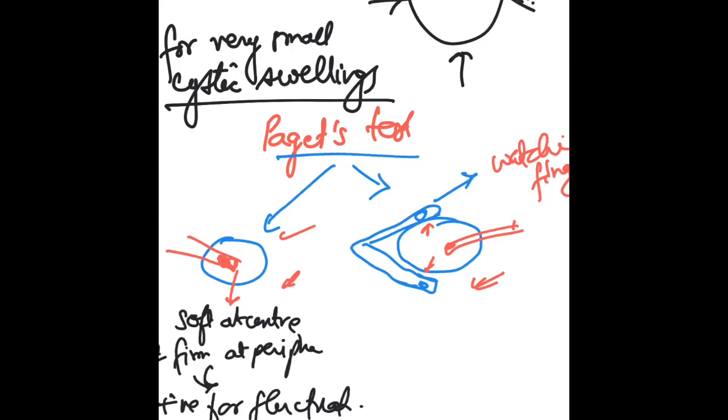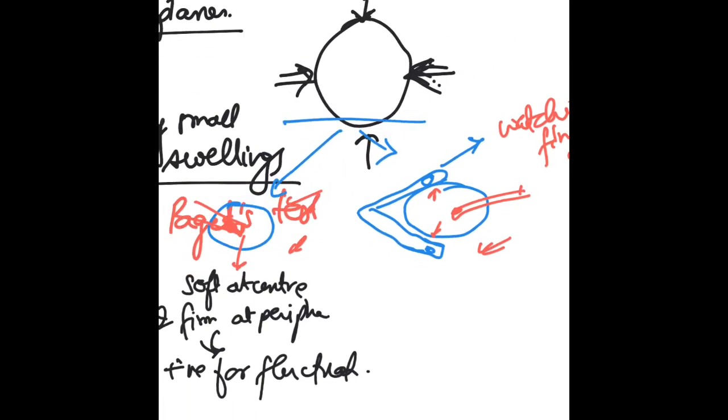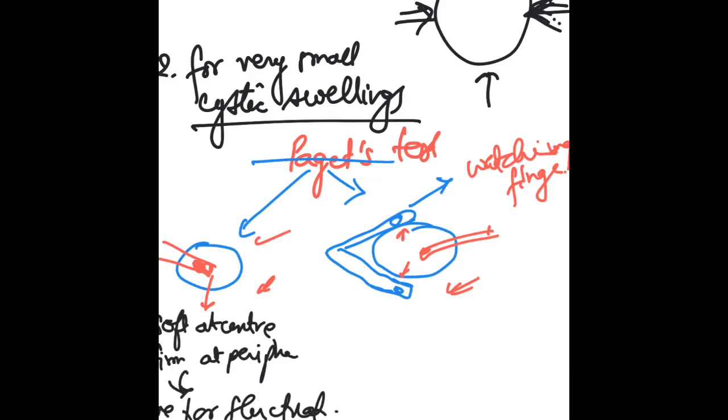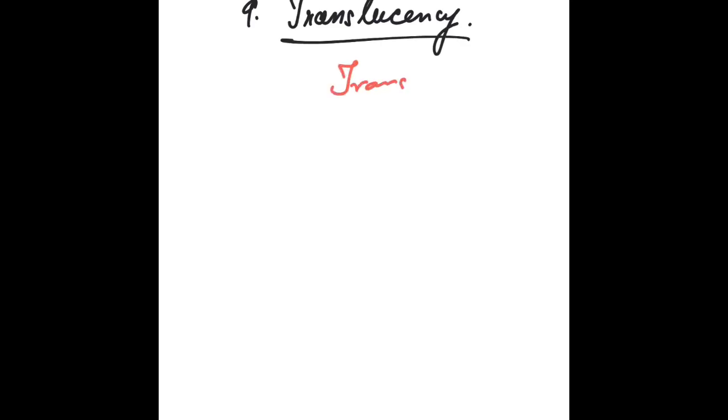Okay, now that we have talked about fluctuation, the next thing which we should be talking about is translucency. And for this, we all know we do the trans illumination test. When you put a torch, preferably in a dark room, on the swelling and look from the other side of the swelling whether it illuminates or not. I mean whether it appears bright red or not.